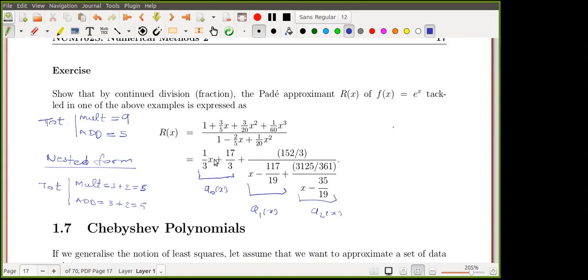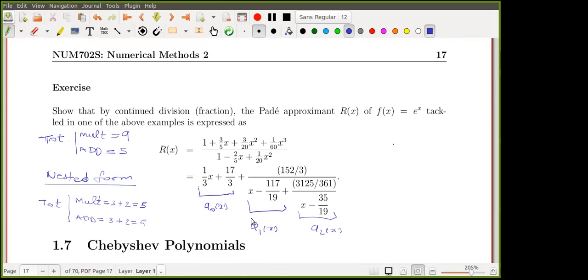Now, if we count here, we can see we have 1 multiplication, 2 multiplications, 3 multiplications. So you see that in total, we have 3 multiplications. Now, let's look at the nested form. If we were to write the nested form of the numerator and the nested form of the denominator, you see that here we have 5 multiplications instead of 3. You see that the continued fraction gives us fewer multiplications.